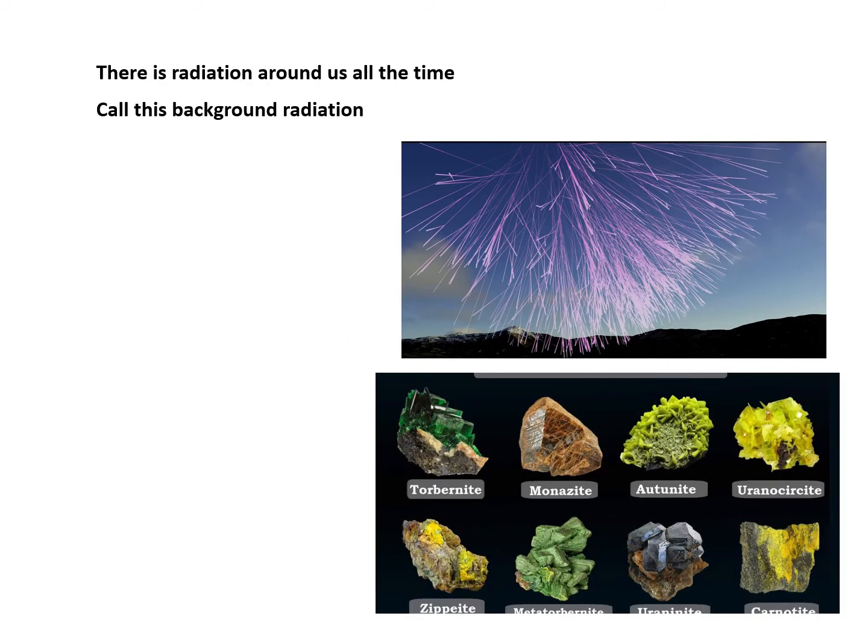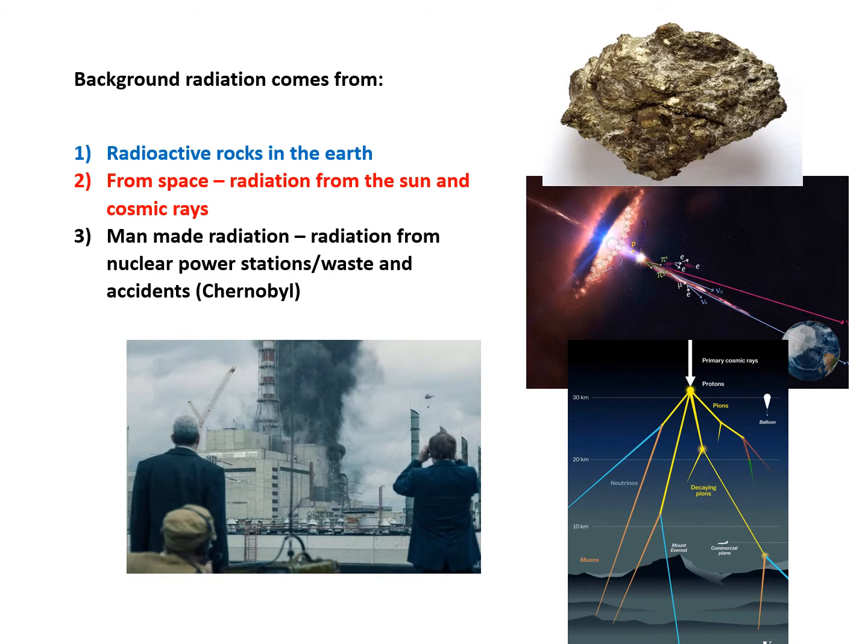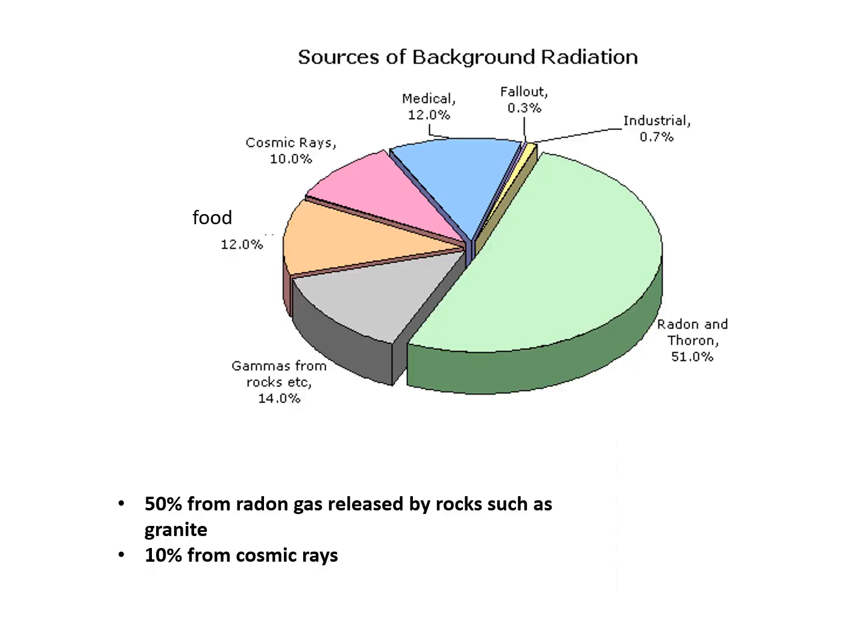There's radiation around us from the background radiation from cosmic ray showers and from radioactive rocks. There are also man-made sources of radiation, for instance, nuclear power plants that create nuclear waste, or nuclear accidents like Chernobyl that seed the atmosphere with radioactive elements. If you look at the sources of background radiation, you can see that 50% is radon gas released by rocks such as granite, and only about 10% comes from cosmic rays.